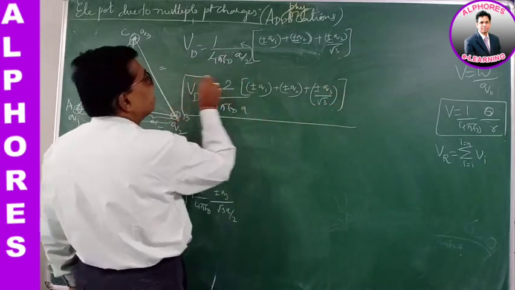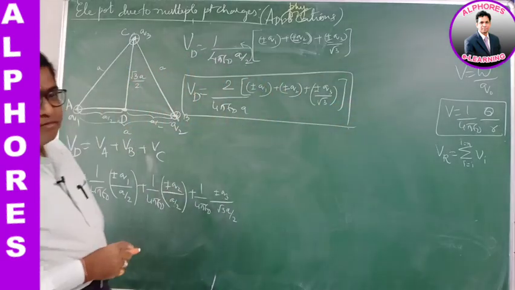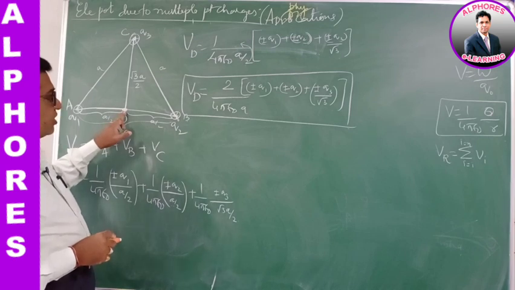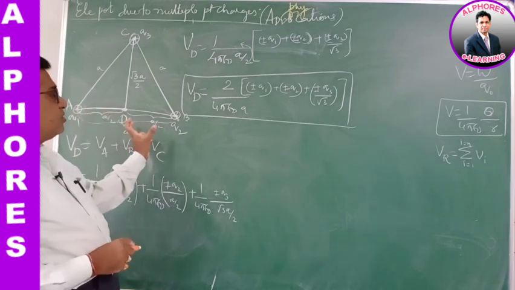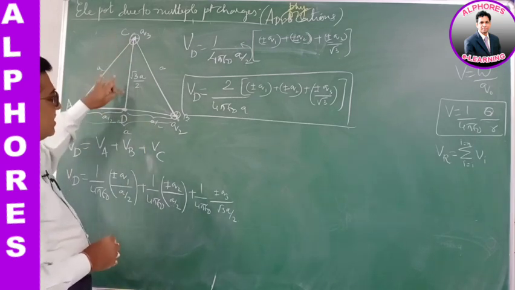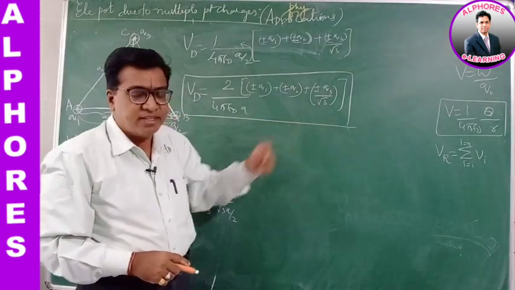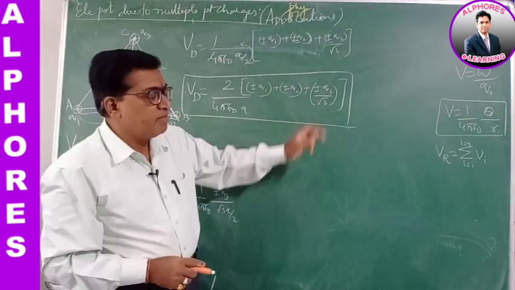This is the electric potential at the midpoint of any side. So, the distance from these two is A by 2, but here the distance has changed to root 3 A by 2. Hence the term root 3 has come here.